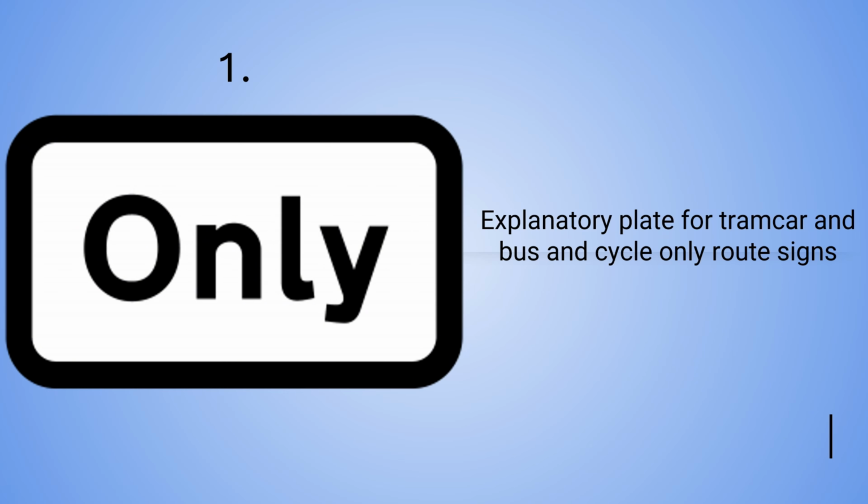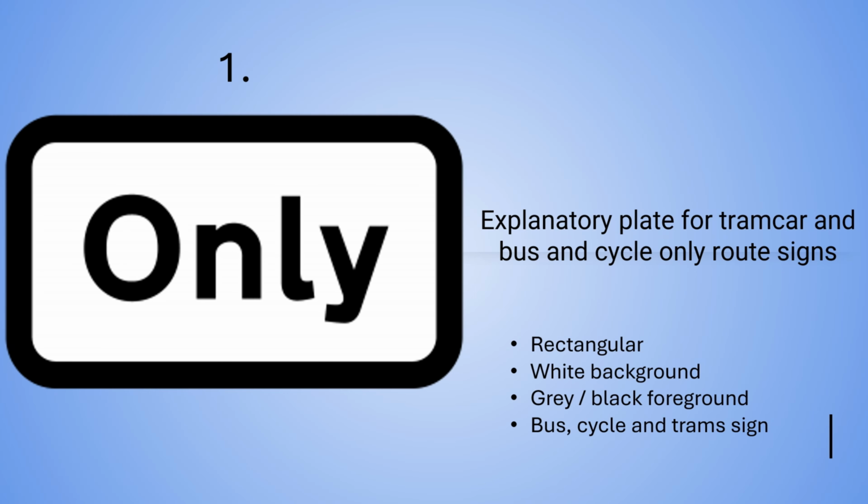Let's have a look at sign number 1. This sign is an explanatory plate for tram, bus and cycle only route signs. As you can see, the sign is rectangular in shape. It has a white background with a gray or black foreground, and this is a bus, cycle and trams sign.